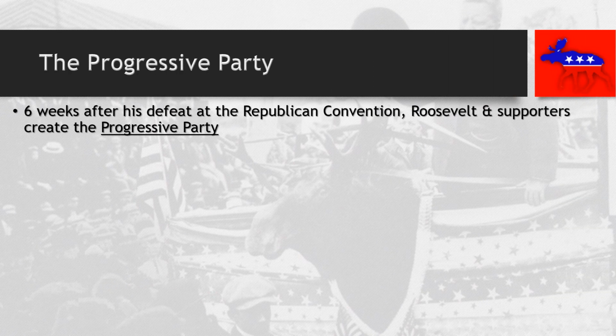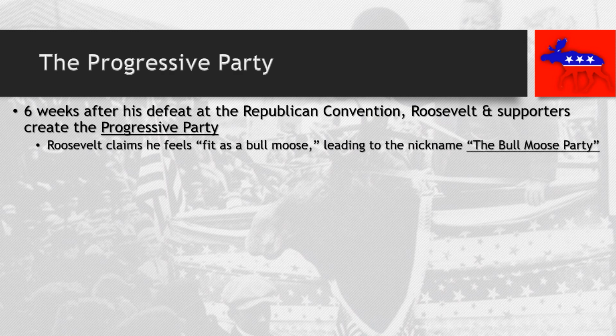Six weeks after Roosevelt is defeated at the Republican convention and doesn't get the renomination that he'd hoped for, he ends up being so bitter about this that he breaks away entirely from the Republican Party, and he and his supporters reconvene in Chicago to create the Progressive Party, which we also know as the Bull Moose Party. And this comes from his particular claim that he feels as fit as a bull moose.